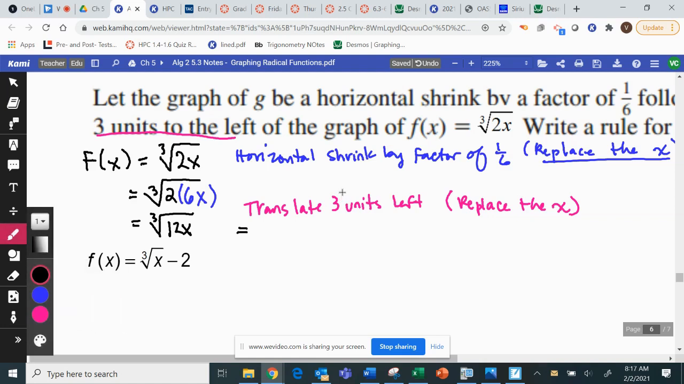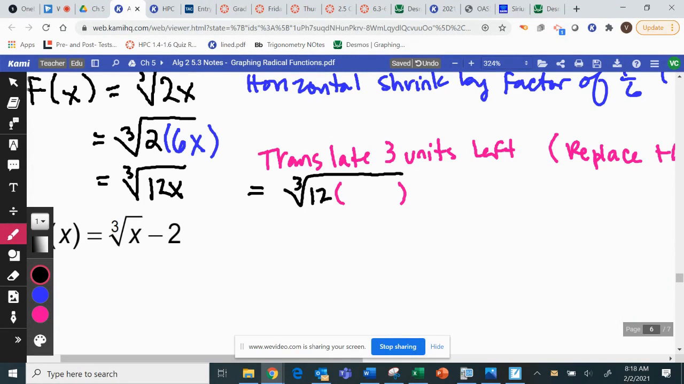So my next equation will say cube root 12. And then I'm going to replace the x. You see how the only thing that I'm changing is the x. The 12 is still there. What goes in this parenthesis is going to tell me 3 units left. So how do I do 3 units left? Amar? X plus 3, yes. So that goes in there.